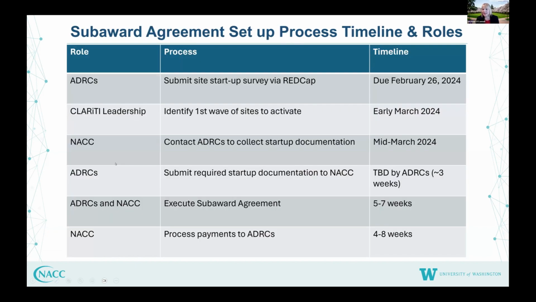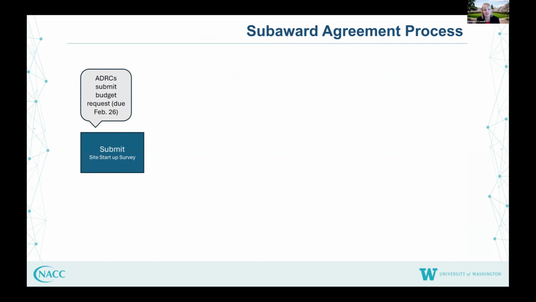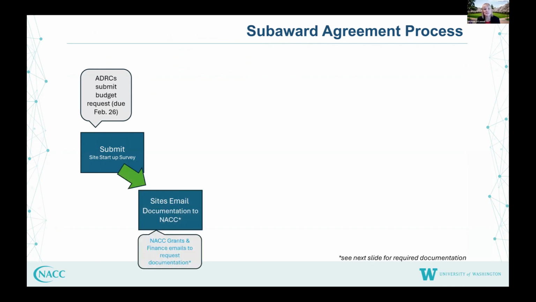Oops, I forgot on that last slide. So executing the subaward process takes around, we anticipate, 5 to 7 weeks for that, and processing payments to the sites is at about 4 to 8 weeks right now. And as we step through a more detailed process here, stepping through it again in a different look and feel, once you submit that site startup survey, you will be hearing from NACC to begin collecting documentation.